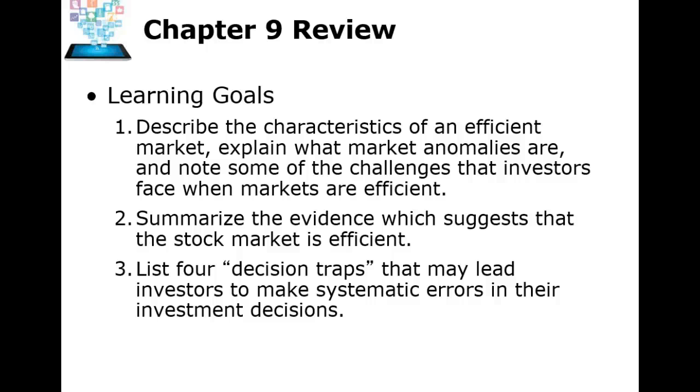Okay, so here are the learning goals in this chapter. We talked about efficient markets, that was in part one, and market anomalies that can occur that show the markets are inefficient. We talked about different evidence about how the market can be considered efficient or inefficient. We looked at decision traps of behavioral finance, because people have emotions and you get scared, you get excited, and you're constantly making the wrong decision.